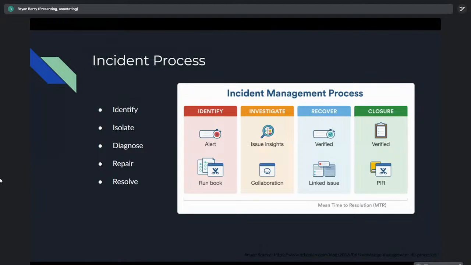Following that, isolate where it is broken. Is it on the front end? Is it on the back end? Is it a network issue? Is it a server deployment issue? Is it a database issue, right? Figure out where the problem is. Then diagnose, okay, how can we fix this?